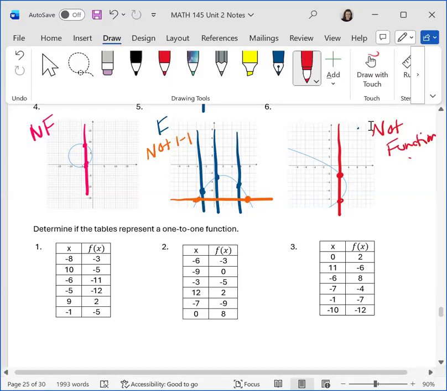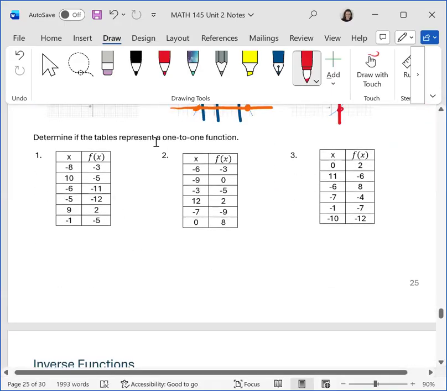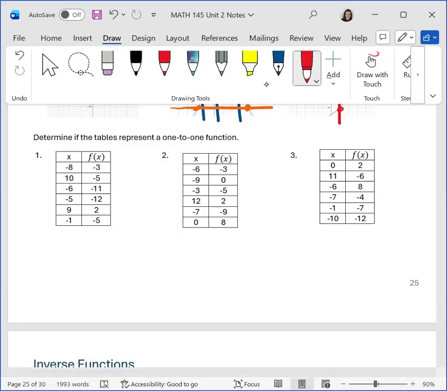Okay, we can also do this just by looking at the t-charts. Basically, if you're testing to see if a function is one-to-one, you're going to look for repeating y values. So if I take a look at number one here, I do notice that the y value is repeating. I see that -5 twice. Therefore, this is not one-to-one.